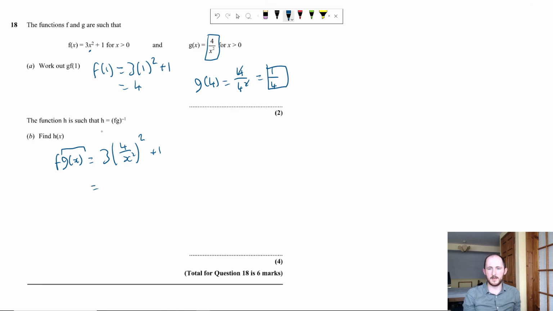So that becomes 3 times 4 squared, which is 16, over x to the 4 plus 1. So that becomes 48 over x to the 4 plus 1. And that's fg of x.